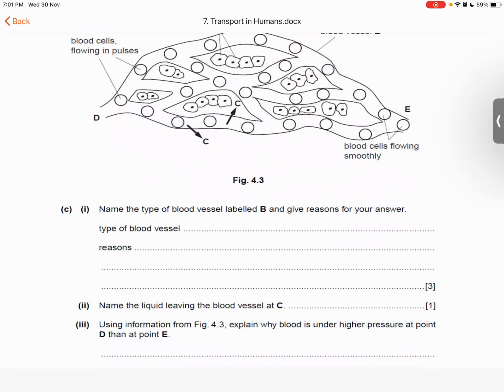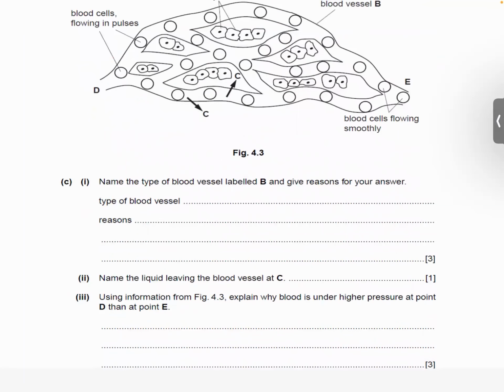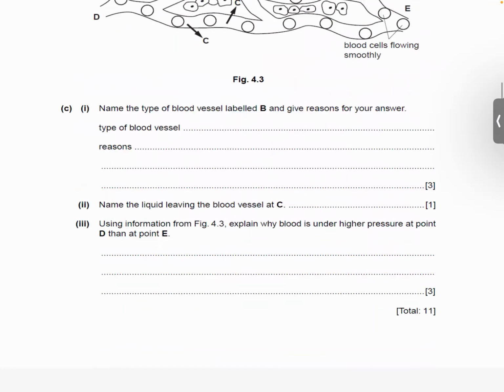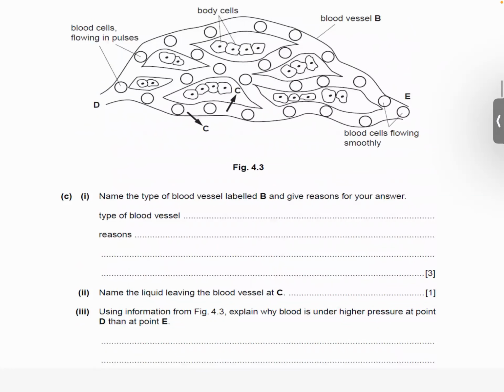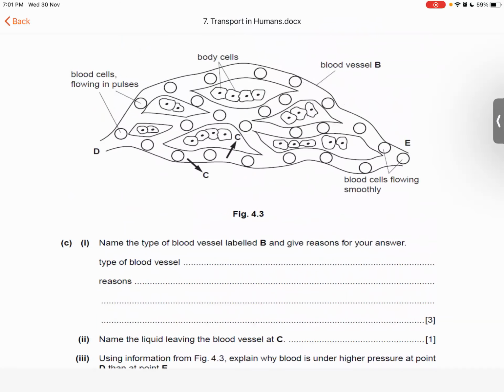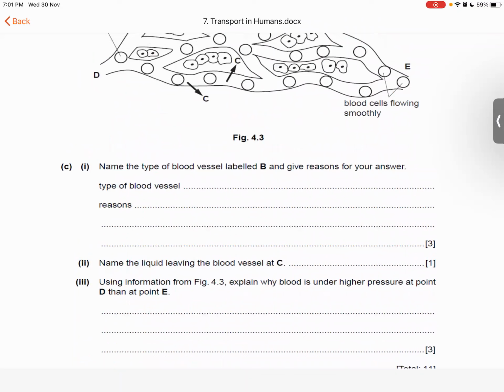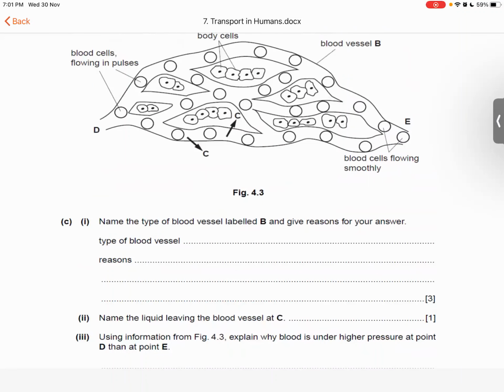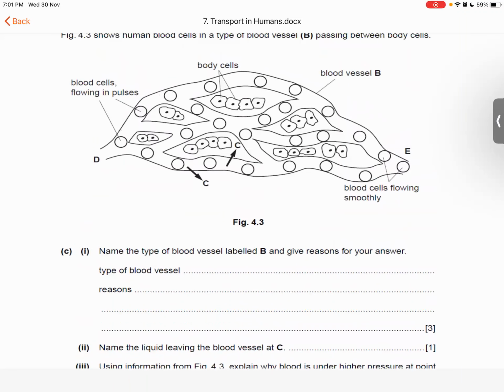Name the liquid leaving the blood vessel at C. Which liquid leaves? Plasma. Very good. Using information from figure 4.3, explain why the blood is under higher pressure at point D than at point E. Now the examiner has trapped us. Miss, how many marks? 3 marks. Why is the blood under a high pressure at point D than at point E?